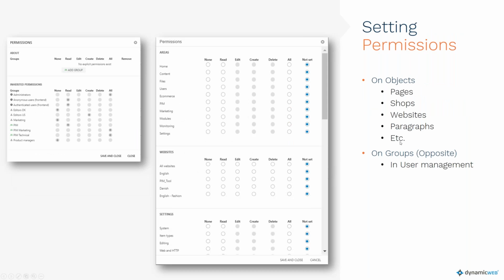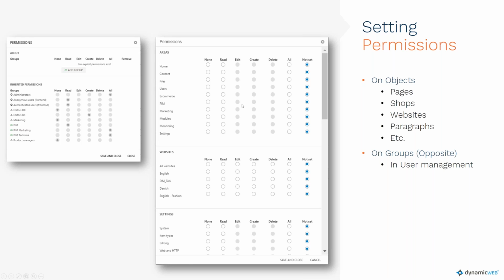And setting up the permissions, there are two ways of doing that. I can right-click any object in the system, like page or shop or website, paragraphs or areas or whatever, and choose permissions, and that's what you see on the left. And then I can set up permissions for that specific object type. I can see all the groups and all the permissions that have been set up and their inheritance.